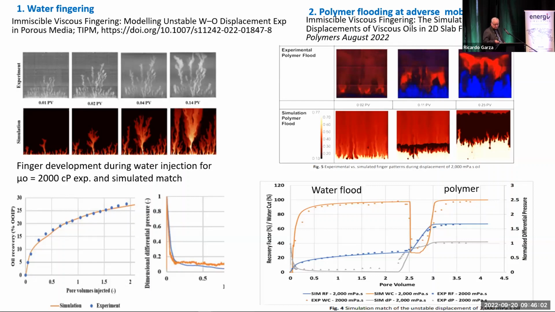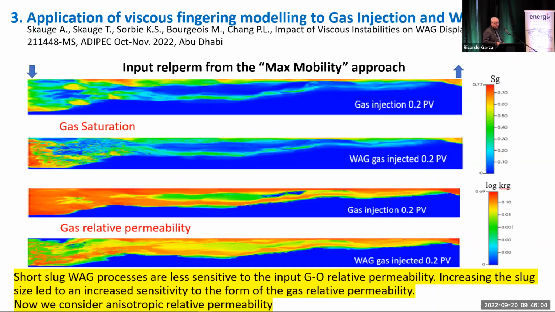So then we are moving over to application to viscous fingering in gas injection and WAG analysis. We have a poster on that, so we can go into much more detail than I can in this presentation. But this is just one example. And you're getting it before it's going to be presented. It's going to be presented at ADIPEC on the 3rd of November. So you are the first to see it before it's out in the open.